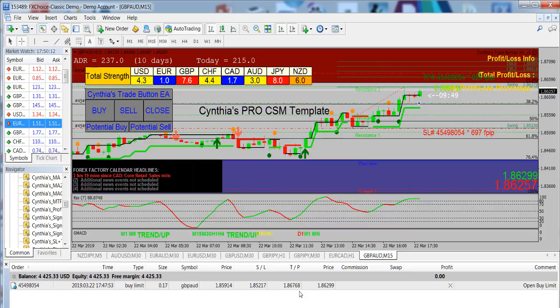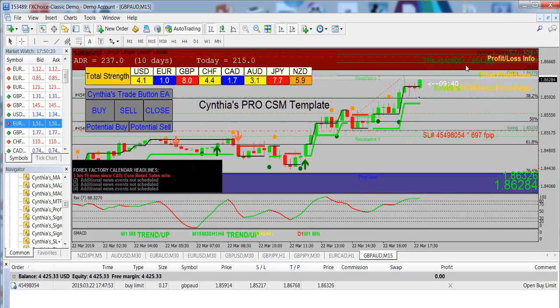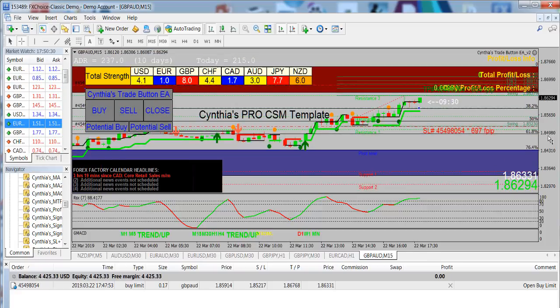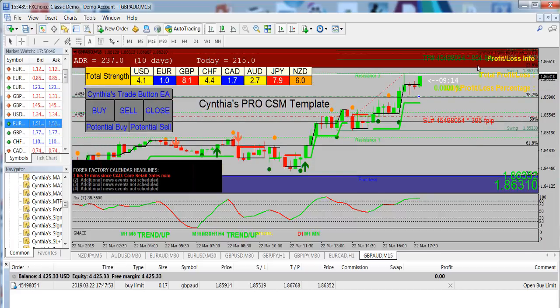So now my take profit is higher, and the take profit is now, let's see, 85 pips up, and my stop loss is 69 pips. So my risk to reward ratio is still just a little bit better than 2 to 1. And if you want to increase your risk to reward, you could drag your stop loss up on your chart, and now the risk is 39 pips and the reward is 85 pips. So you can adjust your risk to reward.